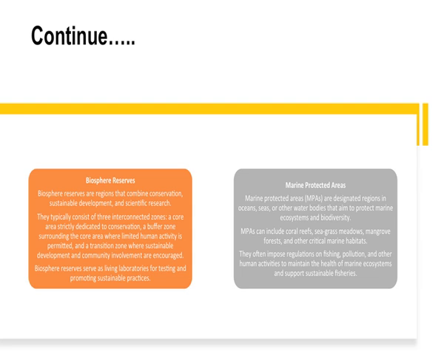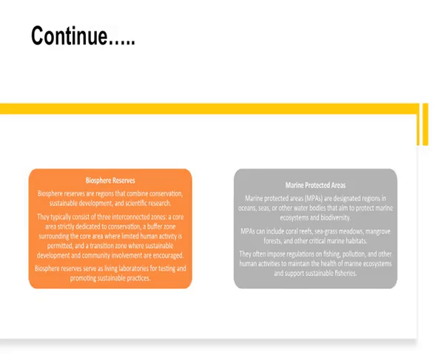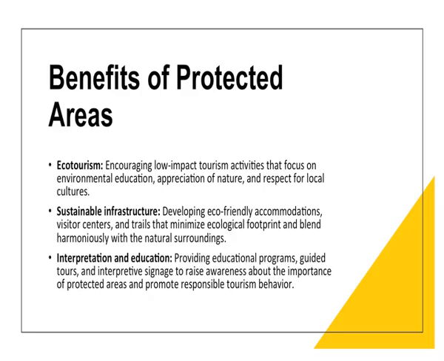Then come the marine protected areas. Marine protected areas, also known as MPAs, are designated regions in oceans, seas or other water bodies which aim to protect marine ecosystems and marine biodiversity. MPAs can include coral reefs, seagrass meadows, mangrove forests, which is a very famous forest in the Sundarban Delta region of our country, and other critical marine habitats. They often impose regulations on fishing, pollution and other human activities to maintain the health of the marine ecosystem and support sustainable fisheries practices. So all these four popular areas are protected areas which are open to humans with very little or no intervention. Now we will discuss the various benefits of protected areas.